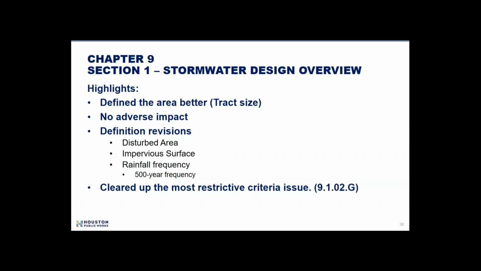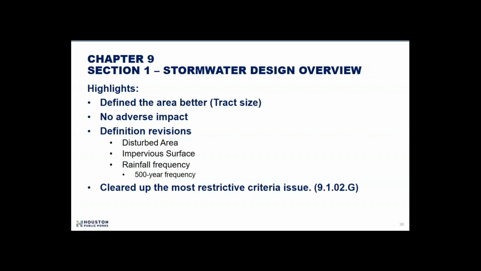And then we've revised some of this. There have been some revisions to the disturbed area definition and impervious surface definition. We felt it important to add the 500-year frequency, since we now move floodplain management to the 500-year, 2+. So we felt we needed to define the 500-year frequency. Also, the new Atlas 14 data covers 500-year frequency. And then the last item there is to clear up the most restrictive criteria issue.